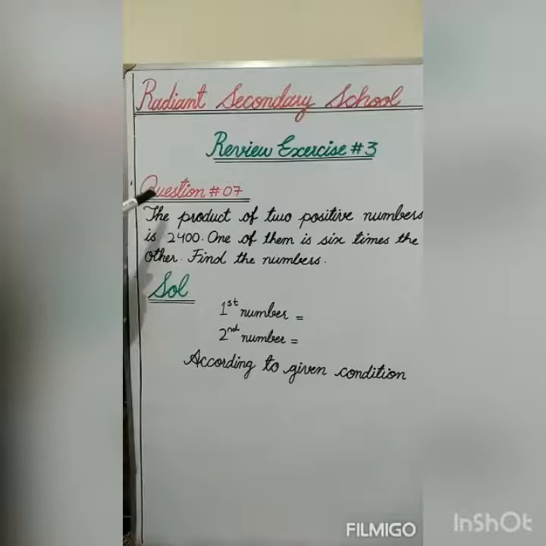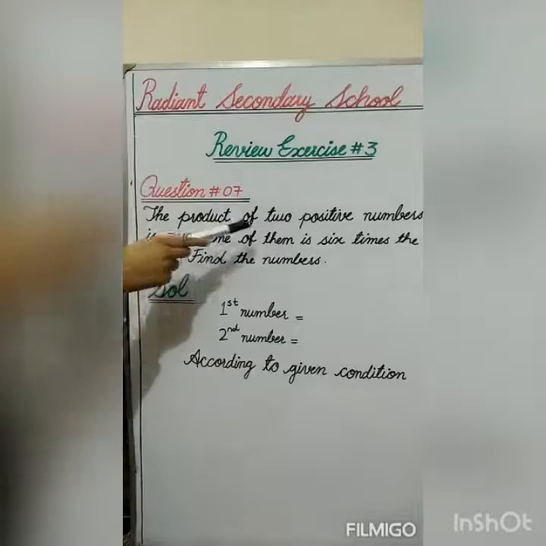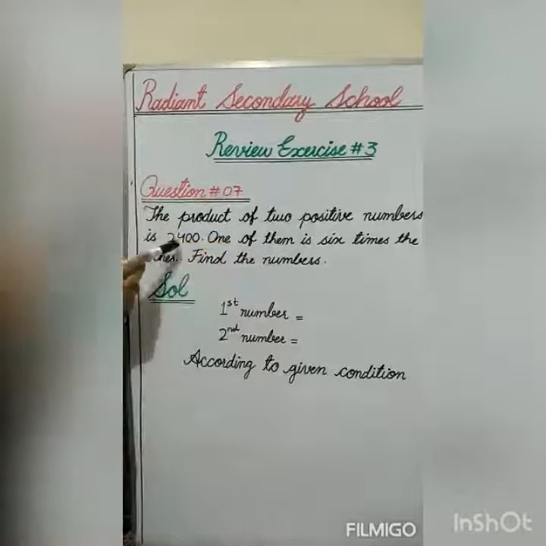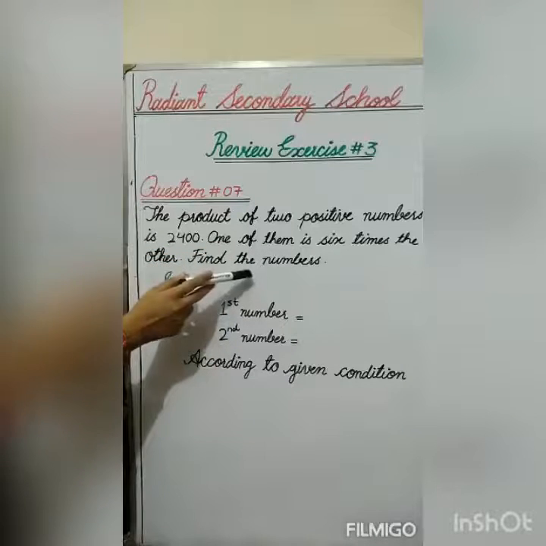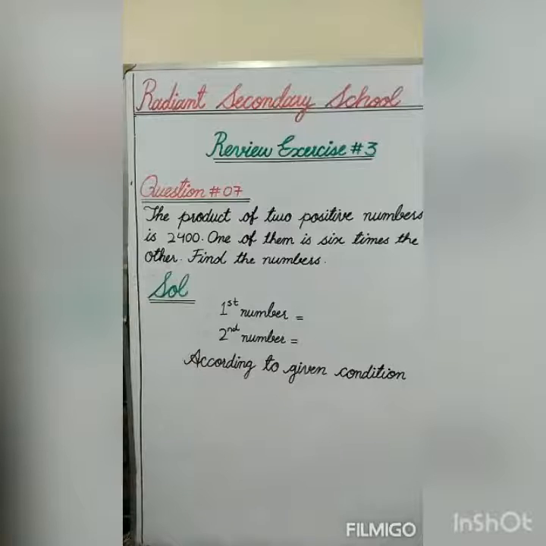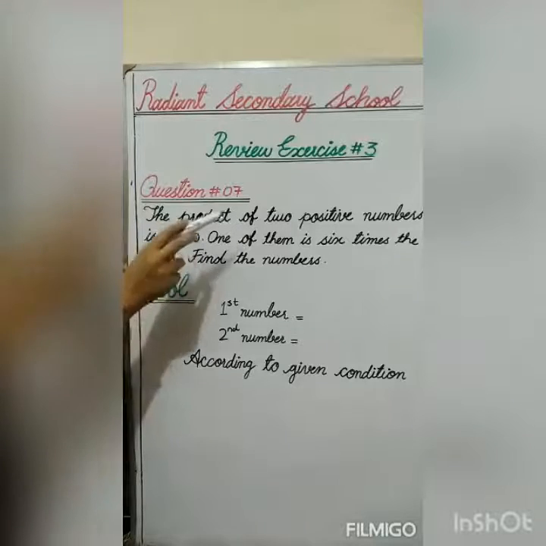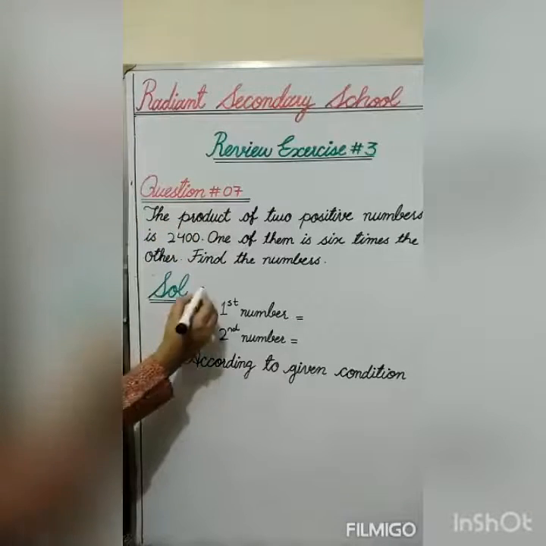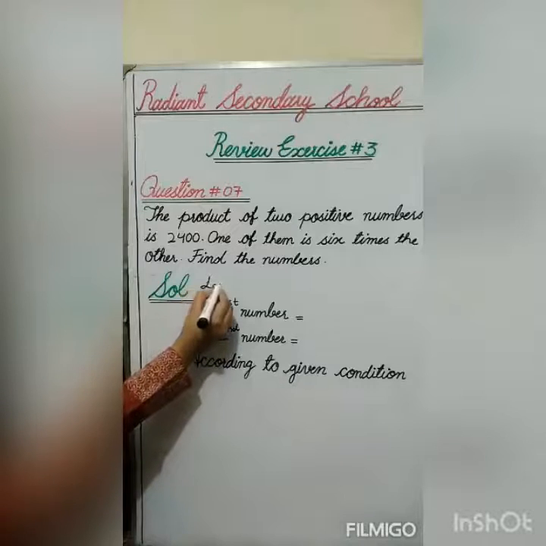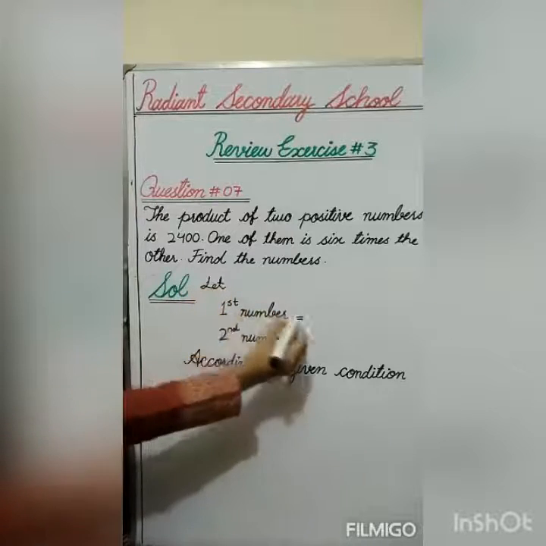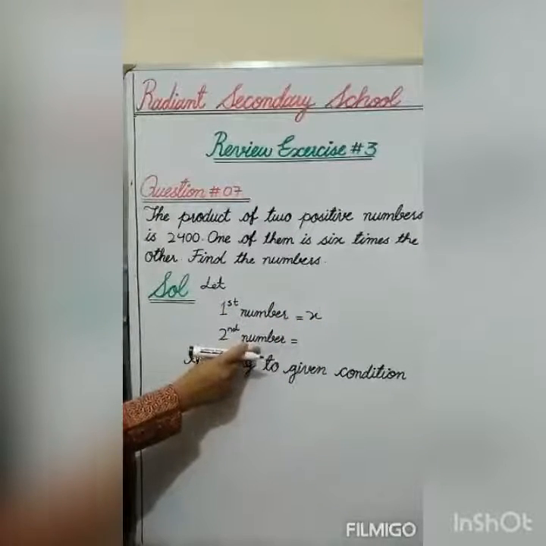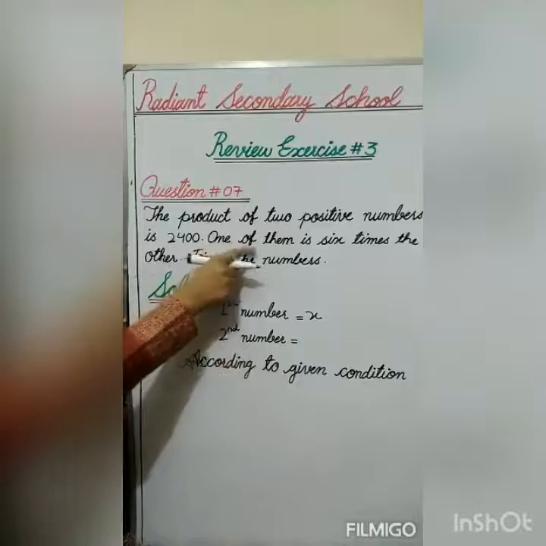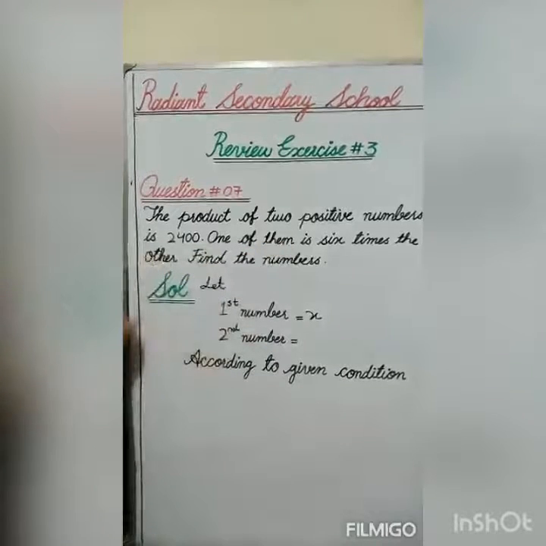Okay class, now question number 7: the product of two positive numbers is 2400. One of them is 6 times the other. Find the numbers. First of all class, we have two positive numbers. Let's suppose first number is equal to x. Now for the second number we have condition here that one of them is 6 times the other. 6 times means we have to multiply 6.